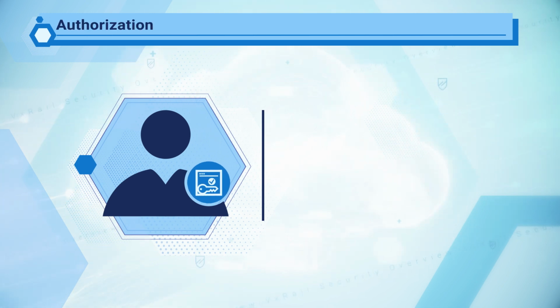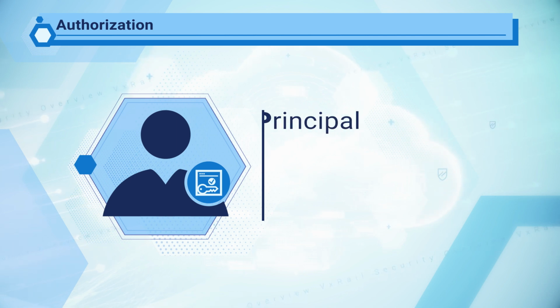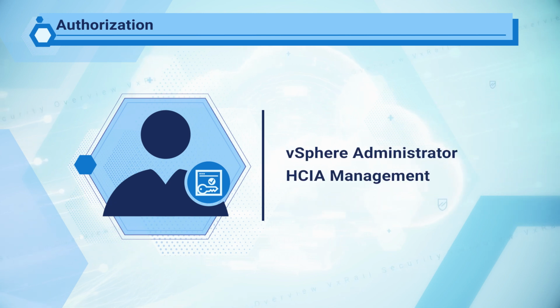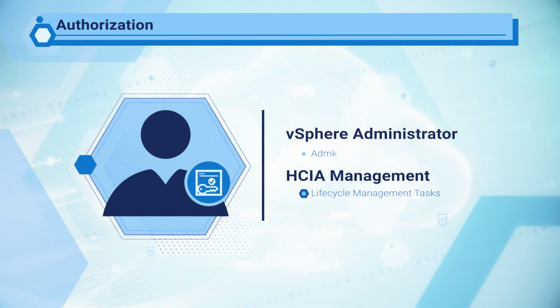VxRail and vSphere have different authorization levels for users. They use the principle of least privilege to grant each user rights to perform their role, but no more than is needed. Users may be given the role of vSphere Administrator, HCIA Management, or both. A user with the HCIA Management role can perform VxRail lifecycle management tasks in vCenter, while a user with the vSphere Administrator role can perform administrator tasks in vCenter.